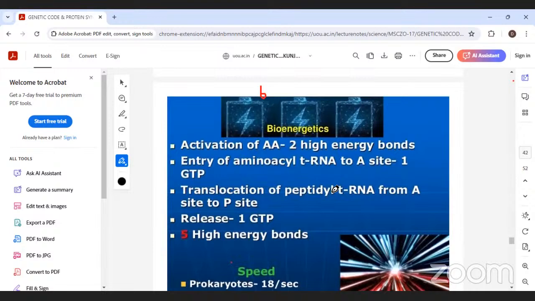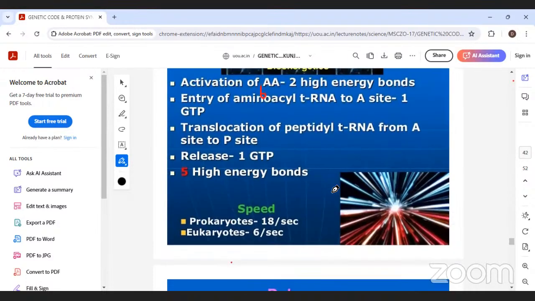See, this is the bioenergetics. The activation of amino acids requires high energy bonds, entry of aminoacyl tRNA into the A site takes 1 GTP also, and translocation of peptidyl tRNA from the A site to the P site releases 1 GTP, in total 5 energy bonds.